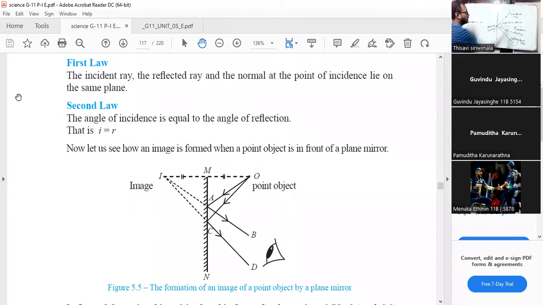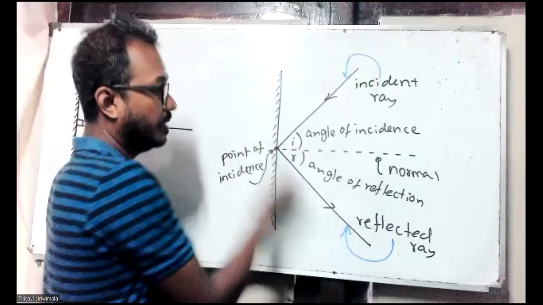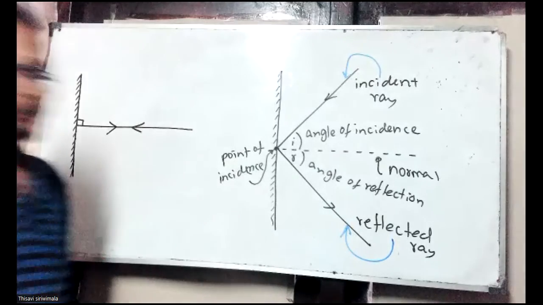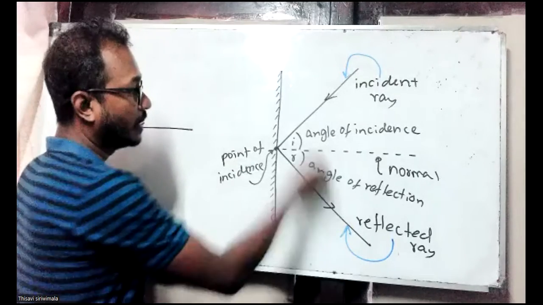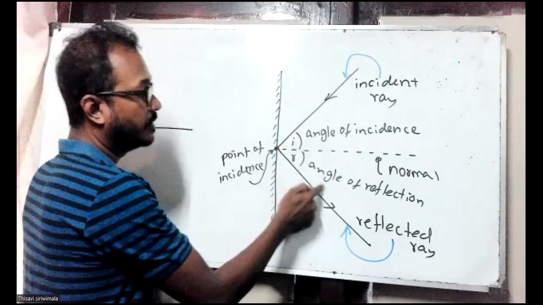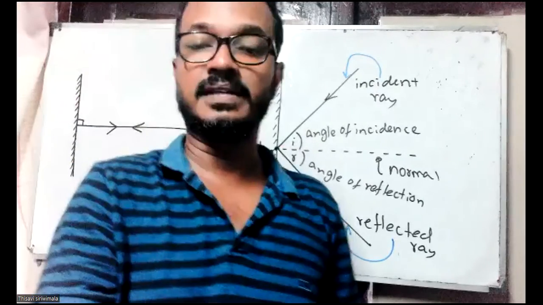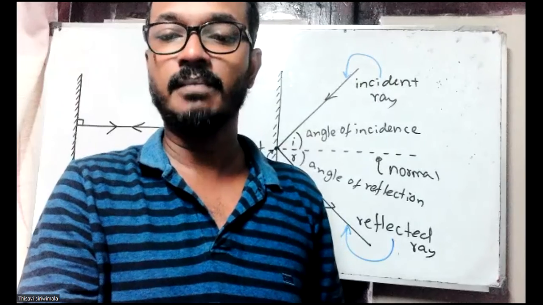And according to the first law, the incident ray, reflected ray, and the normal at the point of incidence lie on the same plane. Now, all this information is located in the plane called the whiteboard, right? Incident ray, reflected ray, and the normal, all the information is there on the plane of the whiteboard. And the second law says the angle of incidence is equal to the angle of reflection. These are the two laws. I think in grades 7, 8, 9, we have done it. May not be remembered, right?